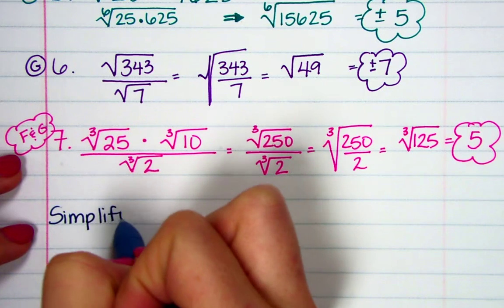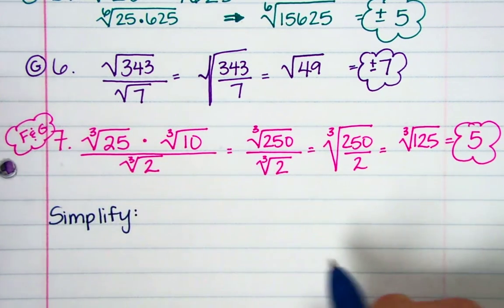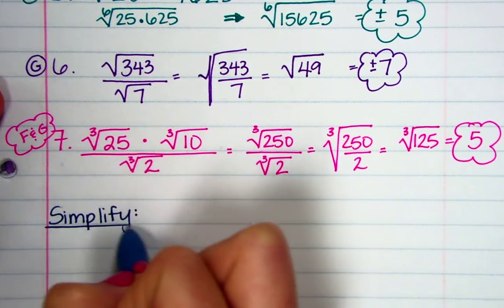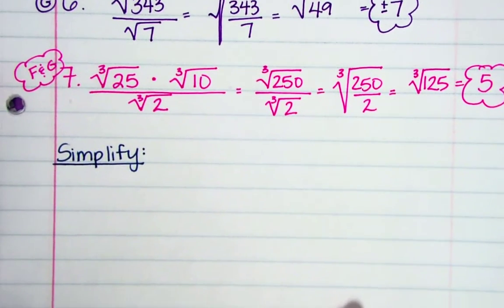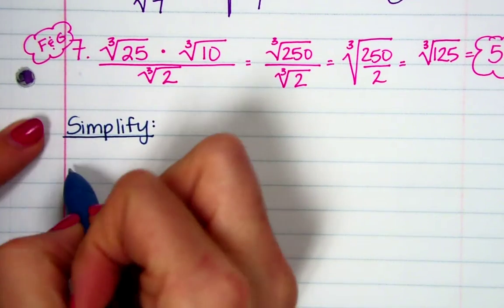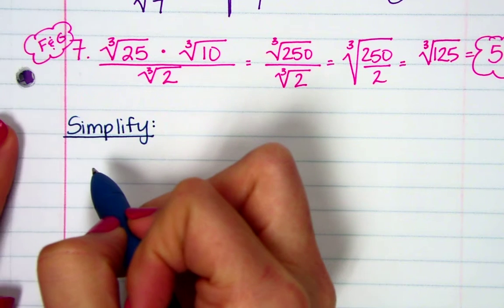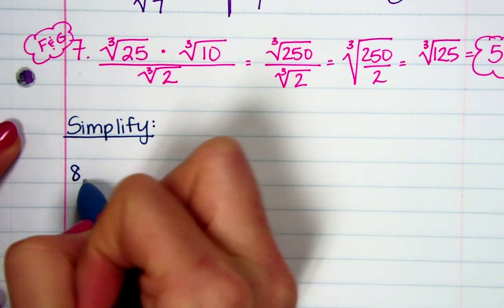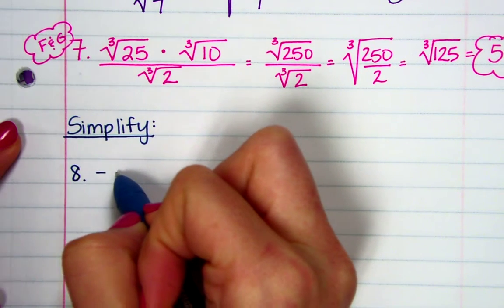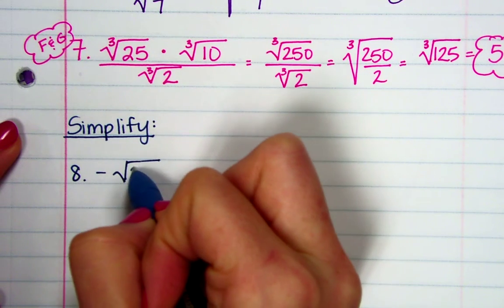Okay, on these last 3, we're just going to simplify. We're not going to use any specific rule. We just need to simplify. So let's do 8 is negative square root of 20.